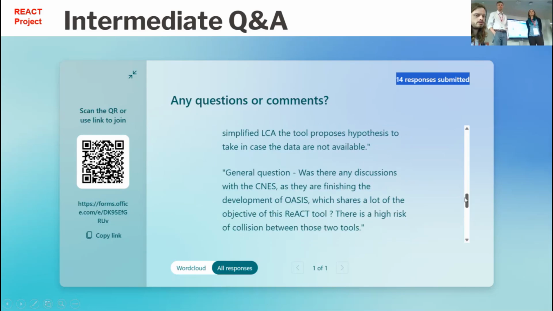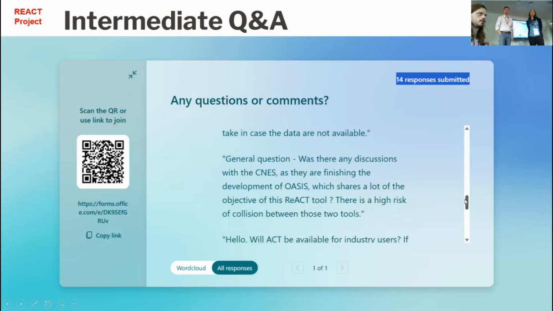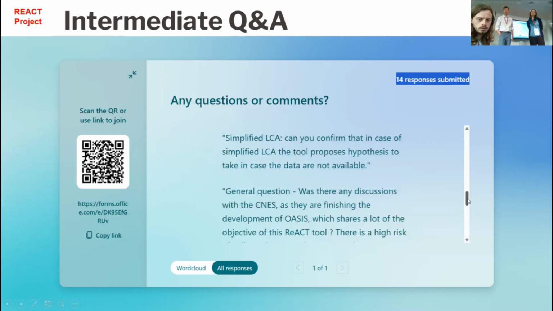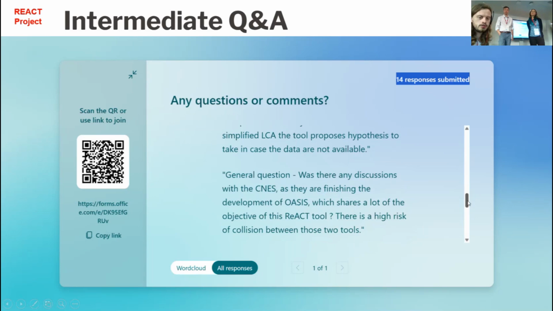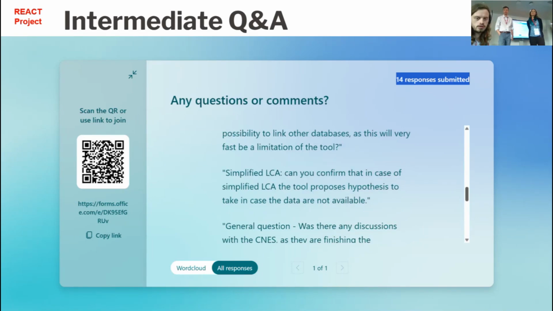On the general question of whether we discussed with CNES, yes, because OASIS is a different tool, a much earlier stage LCA tool, for those who are not familiar with it. We are talking with them as well to see if there are synergies possible between our two tools. We do think there are synergies rather than a risk of collision, but we are discussing this.